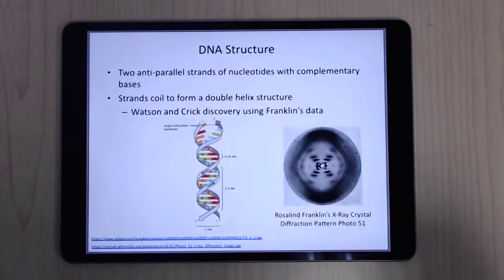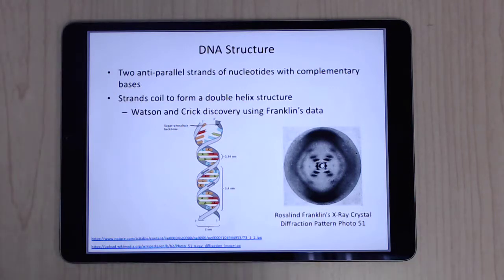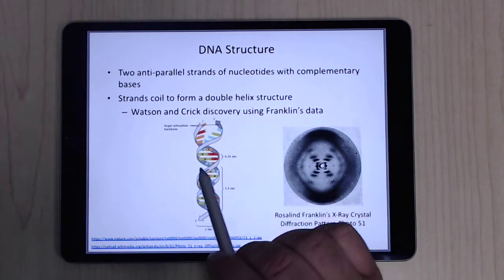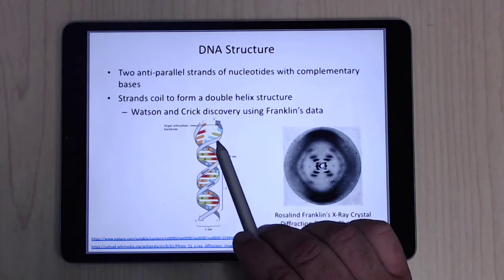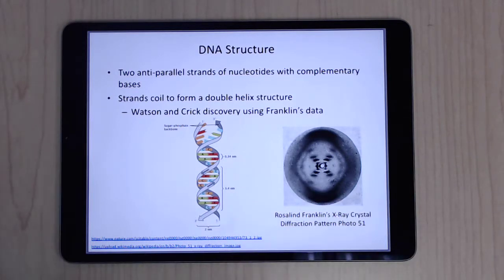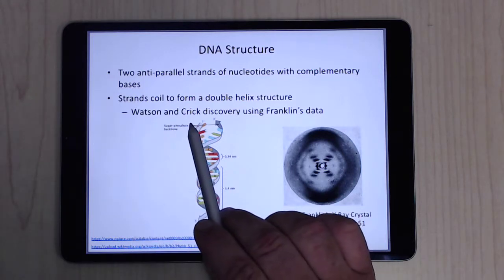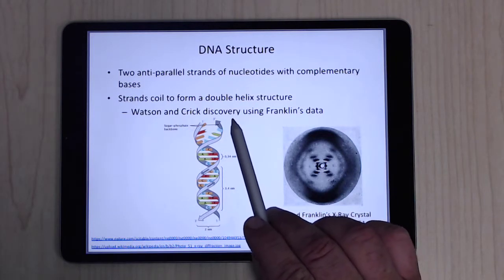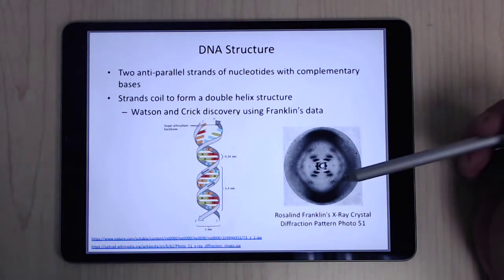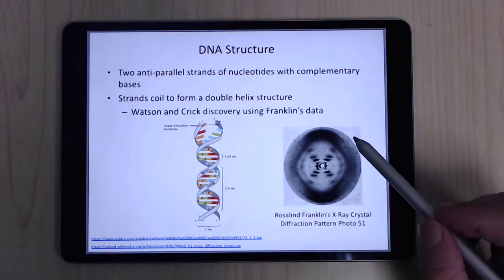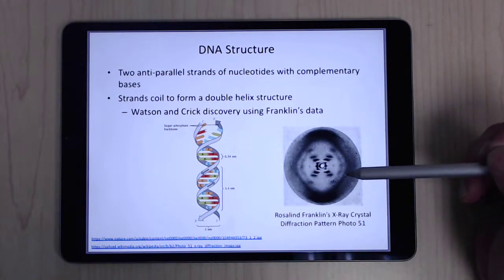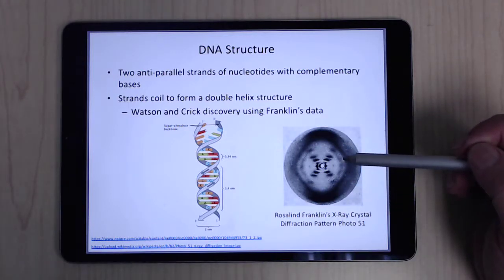Okay. Now, the structure of DNA. It's two anti-parallel strands of nucleotides, and they're going to be complementary to each other. There's what's called the double helix, and it's sort of like two ribbons that are wrapped around. It's not a spiral, but it's more like a staircase going down. Watson and Crick are credited for discovering this, but they actually used Rosalind Franklin's data to be able to do that. So this is the X-ray crystal diffraction pattern that they would use to do this.